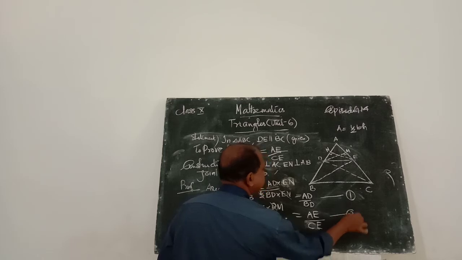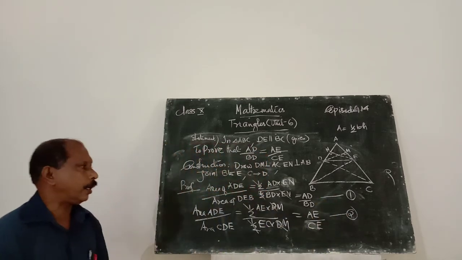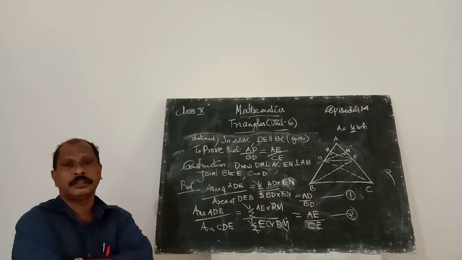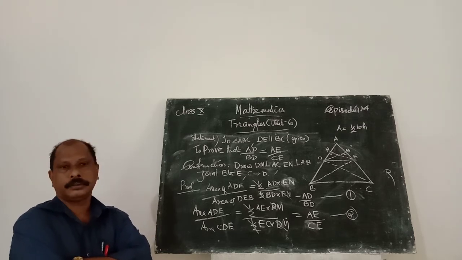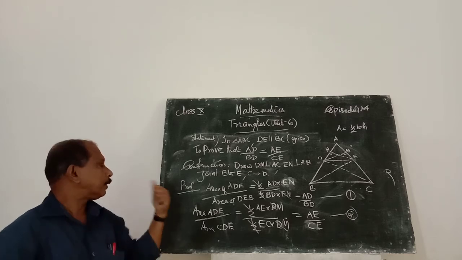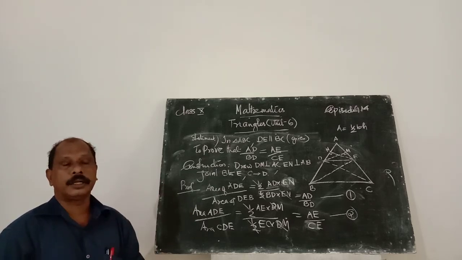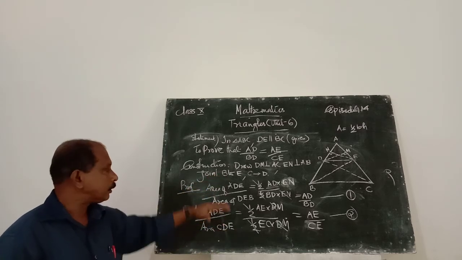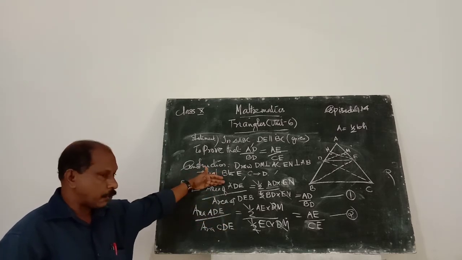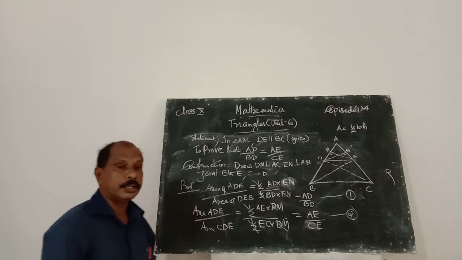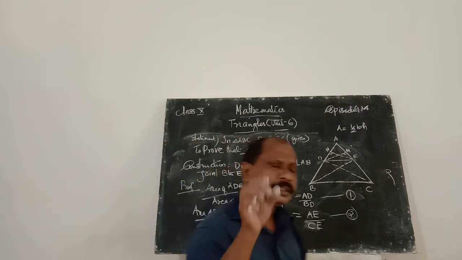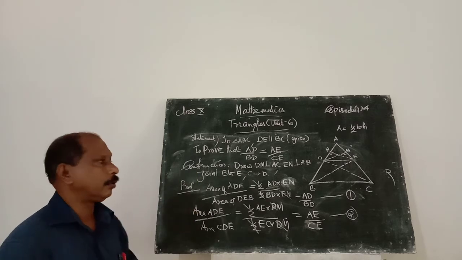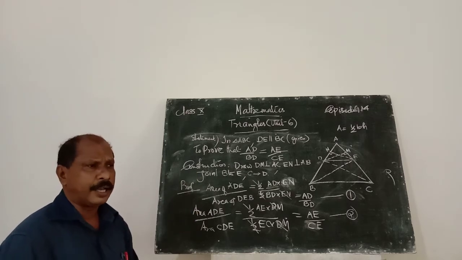Question number 2. Then for the first equation, what is the numerator? Area of triangle ADE. For the second equation, what is the numerator? Area of triangle ADE. That means from these two equations, the numerator of the first equation and the numerator of the second equation are the area of the same triangle ADE. Therefore, the numerators of these two are equal.